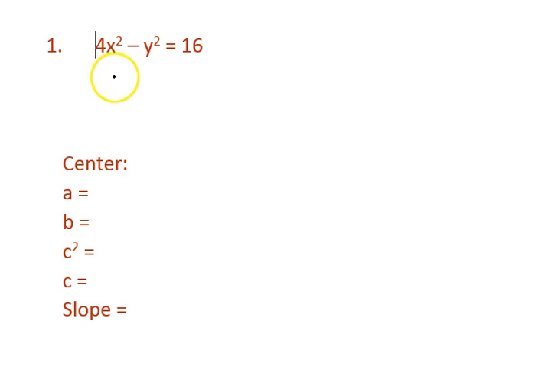Okay, our first example today is going to be similar to what we did with the ellipses to begin with. It's not in the correct form, but it's a really easy fix. You know it's supposed to equal 1, so divide by 16.